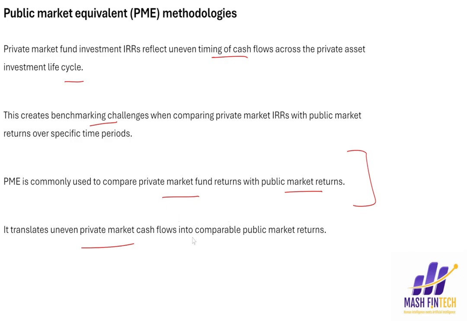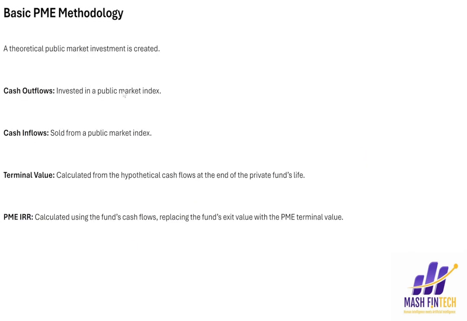All right, so let's try and understand this. Basically, what we are going to do, we are going to look at a theoretical public market investment that we create. Then we look at the cash outflows, investments in the public market index, and then cash inflows, which is money sold from a public market index. And then we calculate a terminal value. So this is a hypothetical cash flow at the end of a private fund's life. You will see just now what I mean by this.